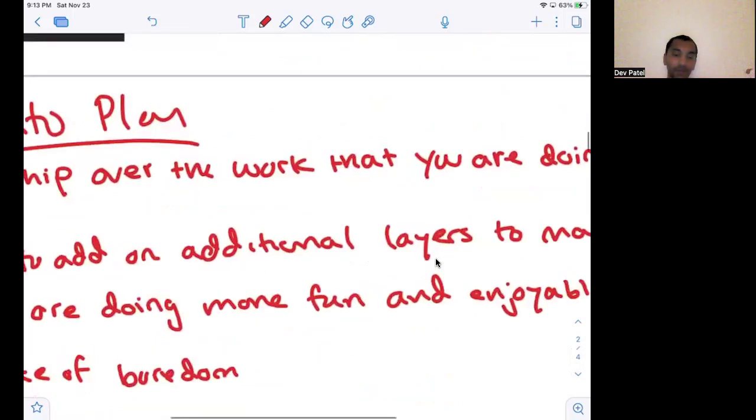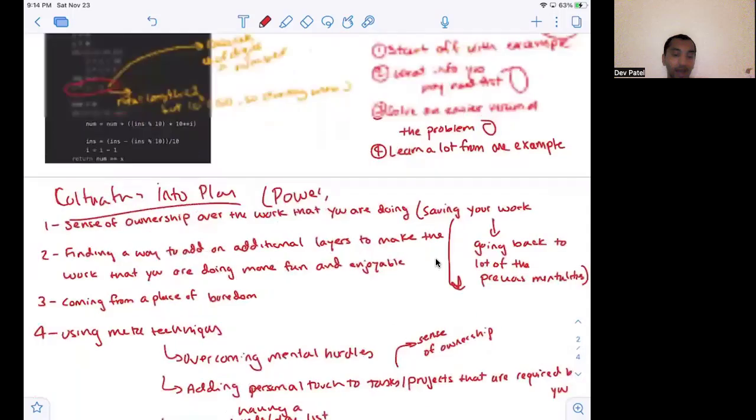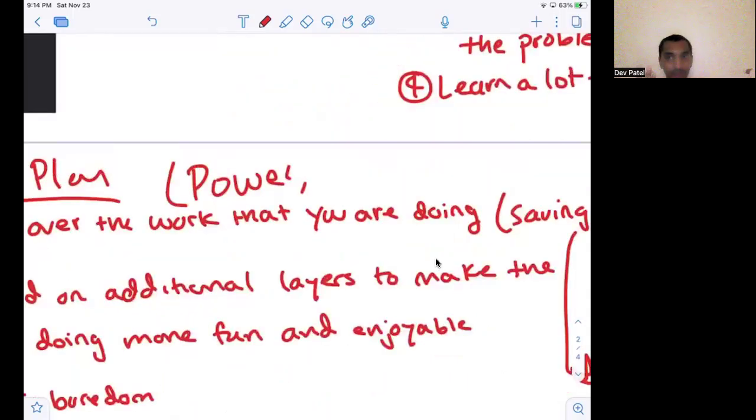And there's 3 P's if you want to cultivate this sense of energy in your work, which is power, play, and people. This sort of gets at the power part of it, like how can you have more ownership, which is associated with having more power. So power, play, and people.